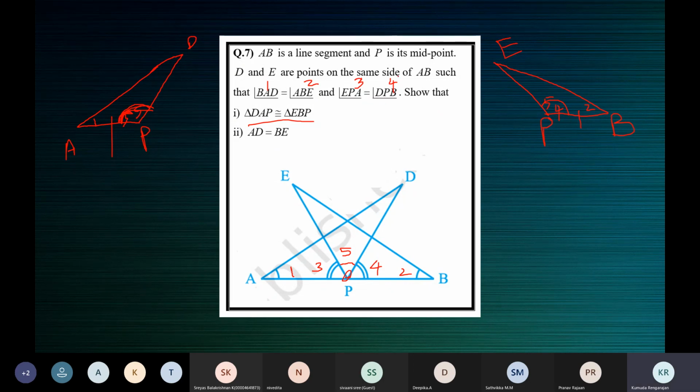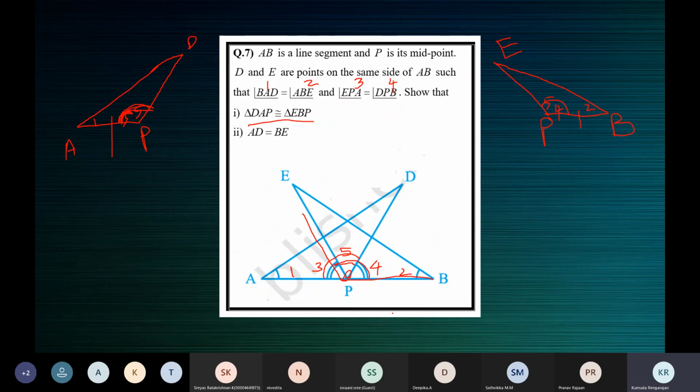Angle 3 is equal to angle 4. Add angle 5 to both the sides. So you will get angle 3 plus angle 5, which is angle APD, a complete angle in the first triangle. I'm not trying to say 360 degrees. Of the three angles, it is one of the angles. And 4 plus 5, see here, 4 and 5 together make an angle of triangle BPE.